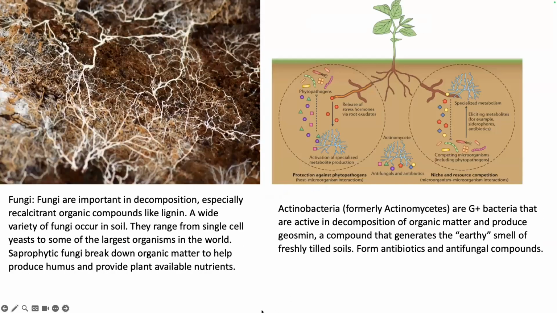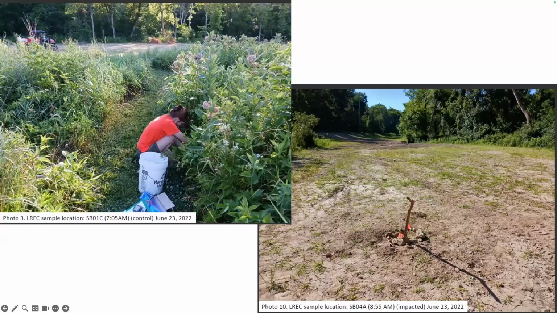And then just the regular fungi, there's a lot out there besides AMF. And they're mostly there for breaking down organisms and decaying things like that. Actinobacteria, there are a variety of gram negative that are used in decomposition, but they also form the antibiotics and the antifungal compounds that help the plant survive stress and disease. So that's another important parameter.